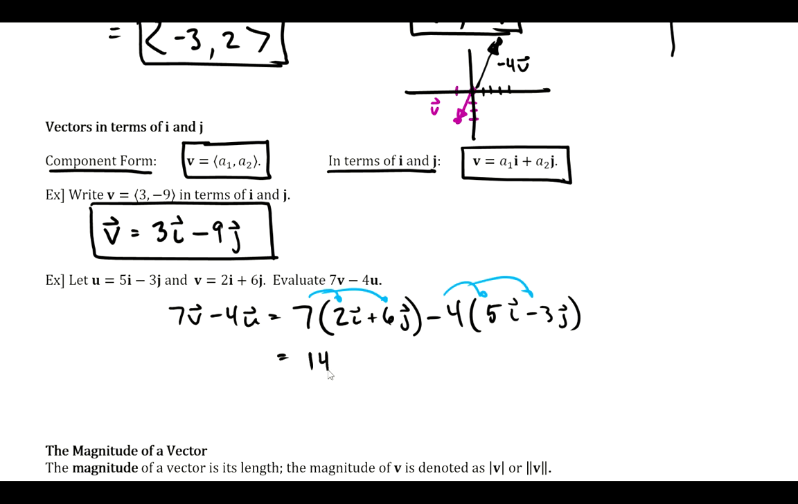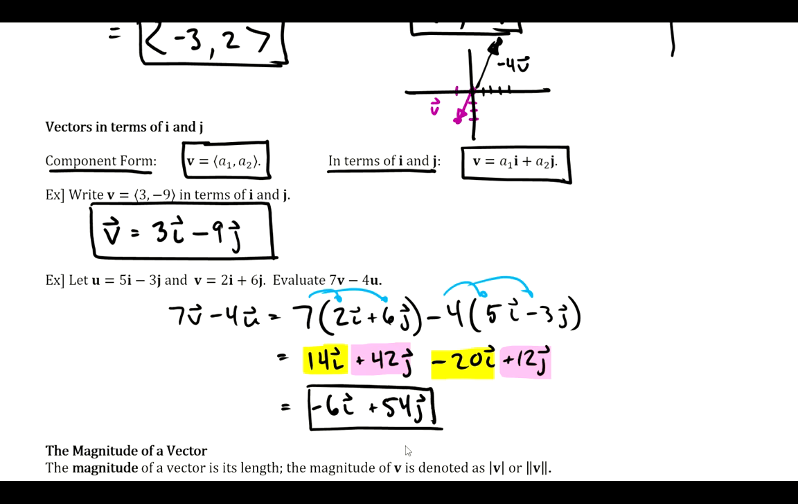So we get 14i plus 7 times 6, which is 42j, and then minus 20i plus 12j. Careful of the negative distributing. It changes the signs. There we are. And then now we'll just combine like terms. So 14i and minus 20i would combine, so that is negative 6i. And then 42j plus 12j would combine, so that's plus 54j. And there's our final answer, and that's in terms of i and j.